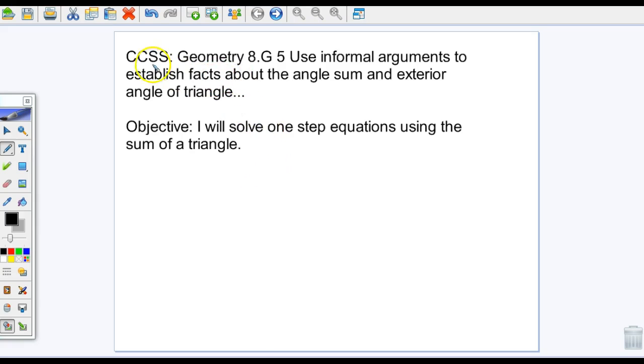So today we're starting with our Common Core State Standard, CCSS, of a geometry standard, 8.5, which talks about using informal arguments to establish facts about the angle sum and exterior angles of a triangle. I'll go over that in more detail. By the end of today's lesson, you should be able to solve a one-step equation using the sum of a triangle theorem. All right, so go ahead and push pause, copy this down, and when you're ready, press play and we'll start with the next slide.